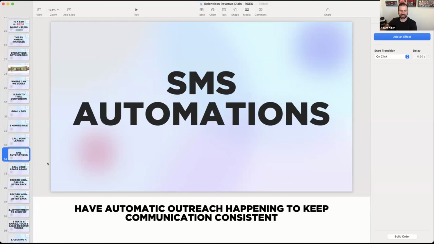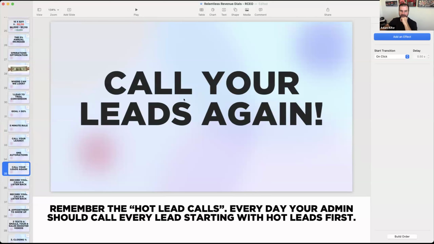So we talk about calling our leads. You should have text message automation set up for the people that don't answer the phone. So at least there is consistent outreach happening, okay, along with email automations. And then you call your leads again. You don't stop calling your leads until they tell you no or until they purchase. You keep calling them regardless.